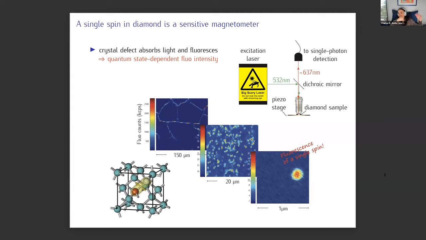If you are in a state, you see a photon, you get excited. If there are more photons coming, there's nothing to get excited. So in the end, you get only emission of one photon per unit of time.